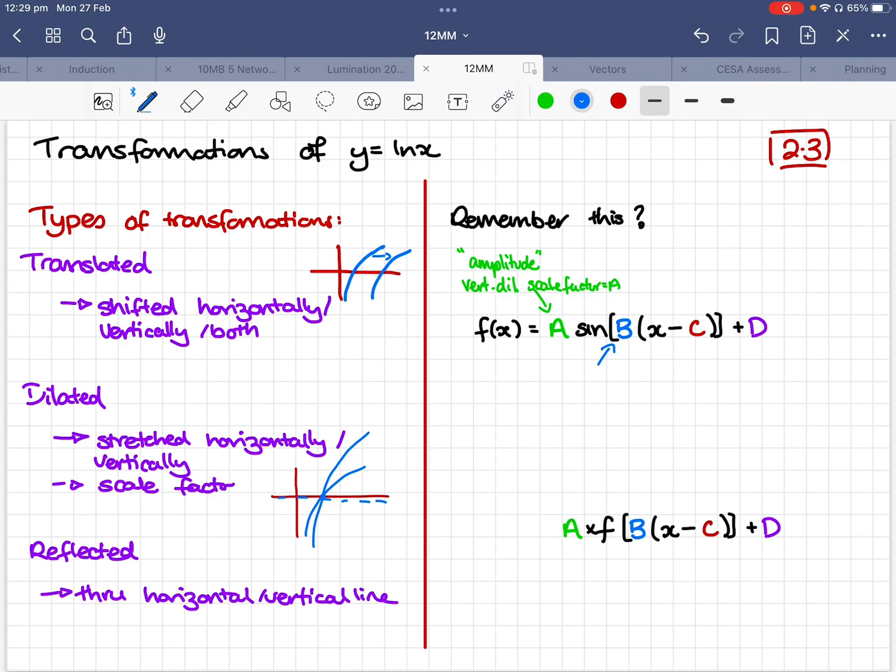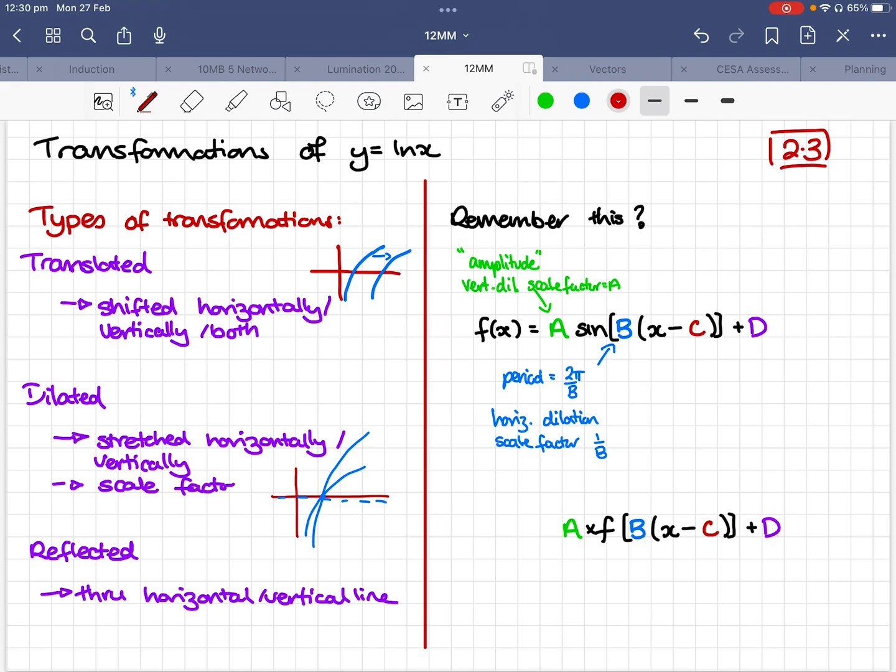The second parameter, B, tells us the period. The period of a periodic function is equal to 2 pi over b. Now, we're talking about logarithms here. Logarithms are not repeating functions. They don't have a period. What they're going to do is talk about dilation here. This is a horizontal stretch, so this is a horizontal dilation, and we have a scale factor of 1 over b. Notice how the period is 2 pi over b, with b in the denominator. It's the same thing with the horizontal dilation.